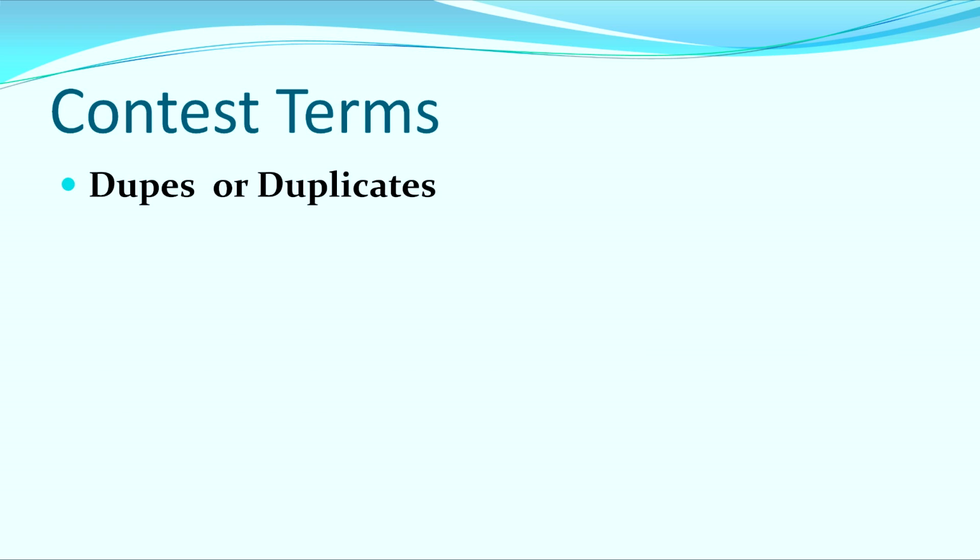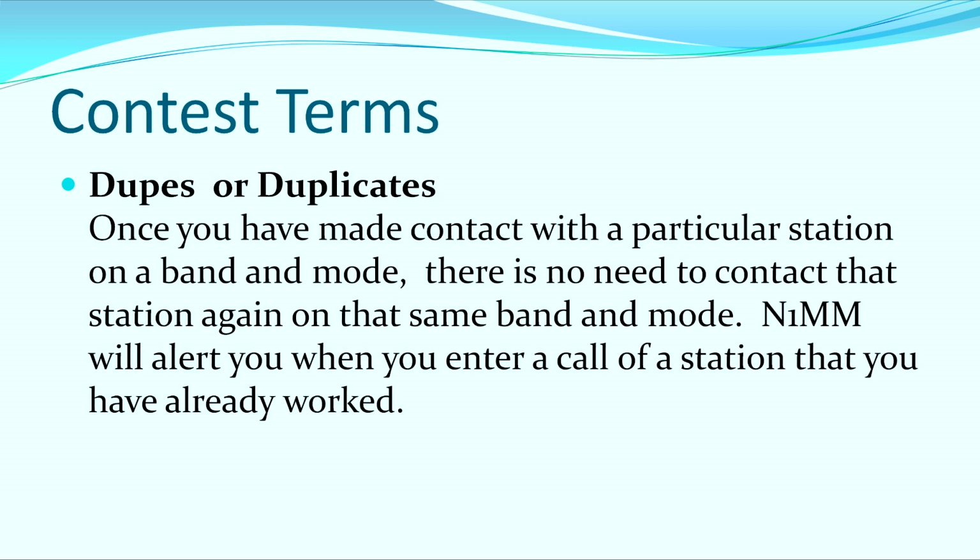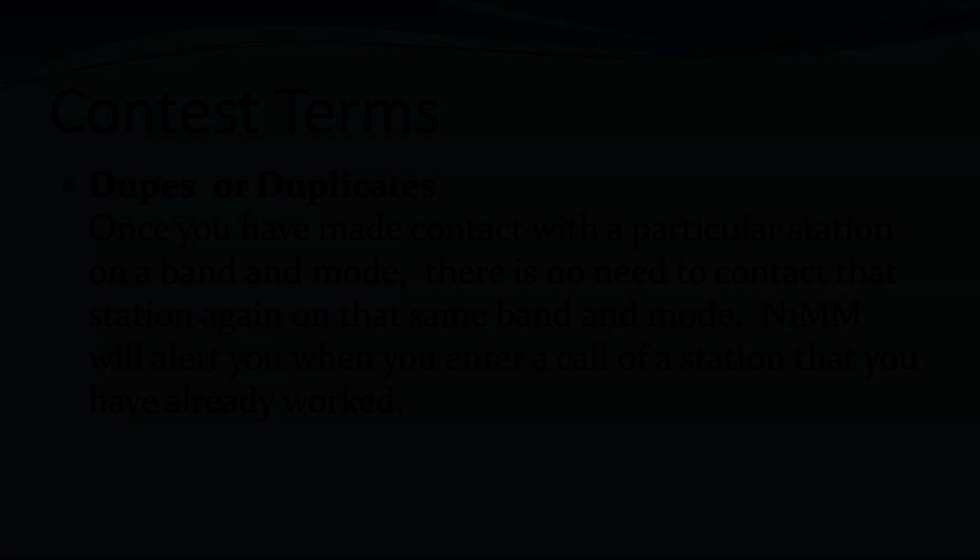Dupes, or duplicates. Once you have made contact with a particular station on a band and mode, there is no need to contact that station again on that same band and same mode. If you enter the call of a station in N1MM Logger that you have already contacted, it will alert you that it is a dupe. You still have the option of working him again, or just informing him that you have already worked him. The policy on this will be decided by the site coordinator.